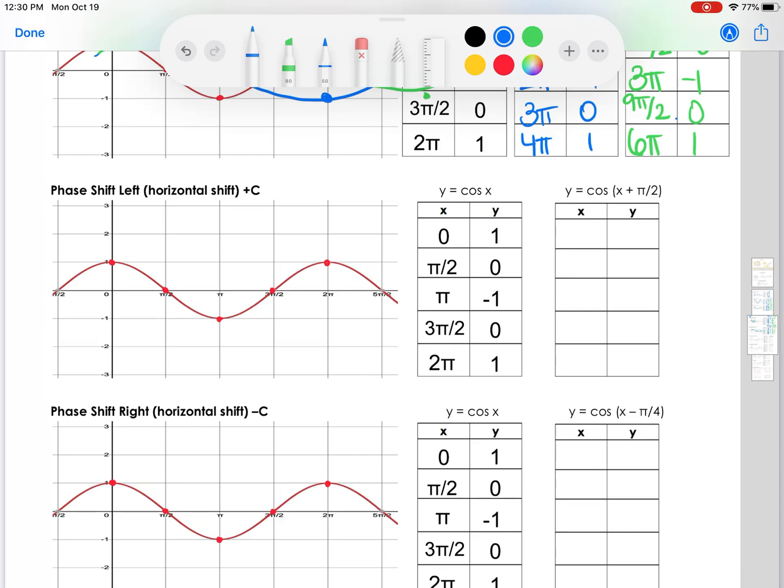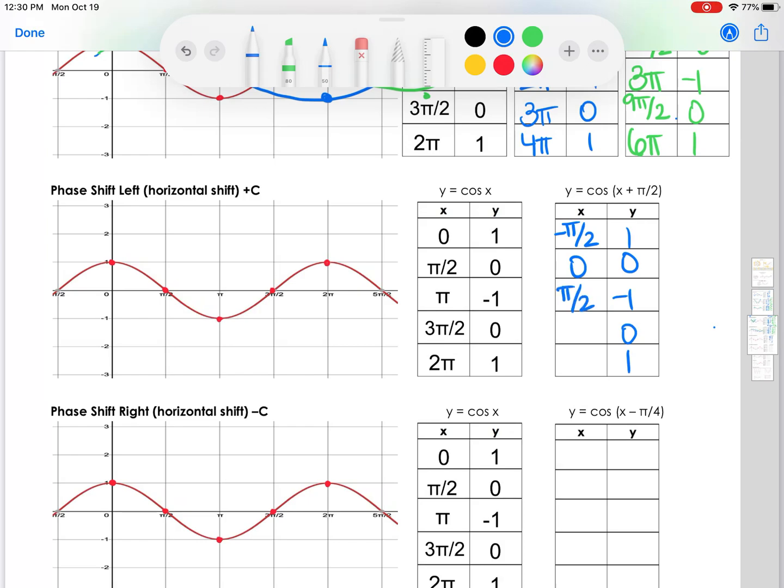Okay, shifting horizontally. Notice the number is being added to the inside here. So we're adding pi over 2. Remember, when we add on the inside, stuff is backwards. So we're actually moving to the left pi over 2 spaces. Again, the y's are not being affected in any way, but the x's are getting changed. So we're really going to take this column and move everything to the left pi over 2. In reality, I'm subtracting pi over 2.